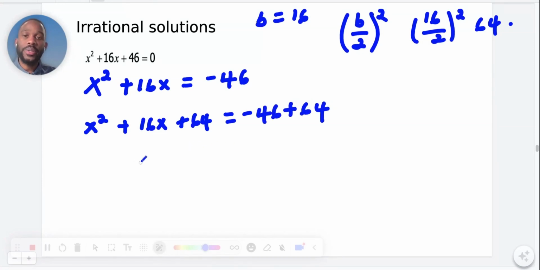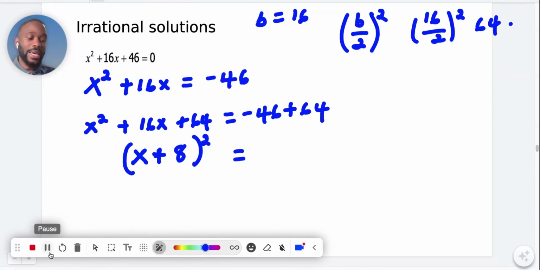So why do we do that? We always do that so that we form a perfect square trinomial. And when you look at this, when you factor it, this is a perfect square. Factoring this will be x plus half of b. You see this plus? If there is a minus, you say minus. If there is a plus, you write x plus half of b, which is 8, and then squared. That's what you get when you factor that side. And then on this side, you get 18.